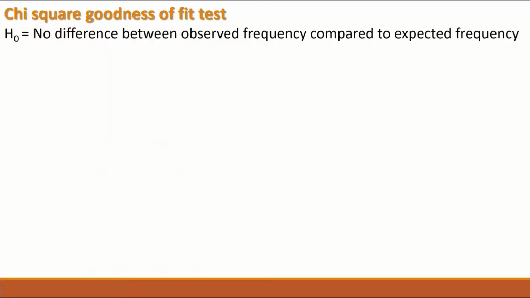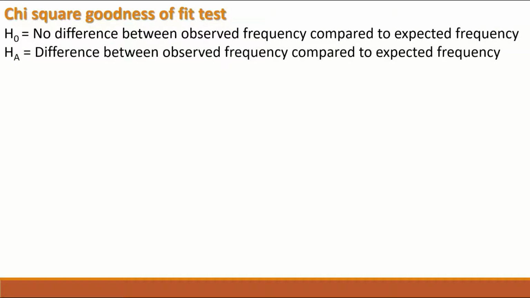So for the chi-square goodness of fit test, 2 hypotheses are generated: the null hypothesis and the alternative hypothesis. The null hypothesis states that there is no difference between observed frequencies compared to expected frequencies. The alternative hypothesis states that there is a difference between the observed count compared to expected count. A p-value will be generated. When the p-value is less than 0.05, then accept the alternative hypothesis.